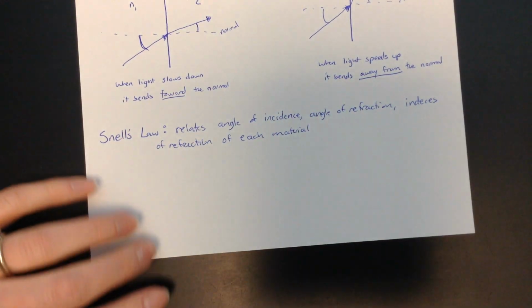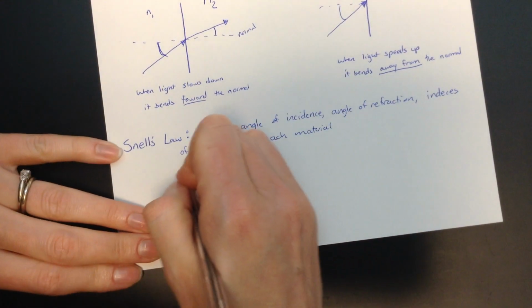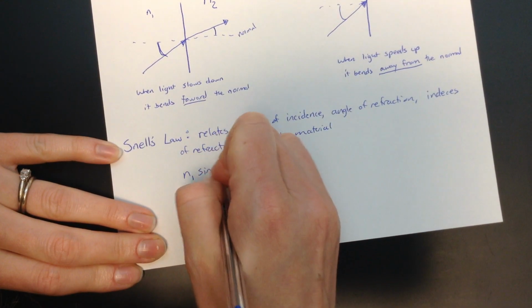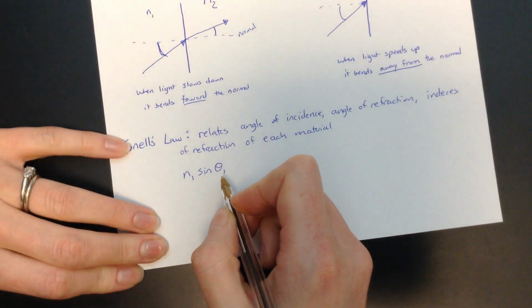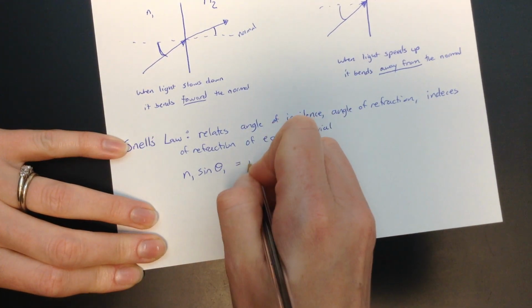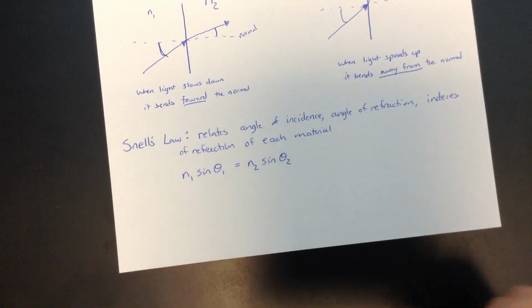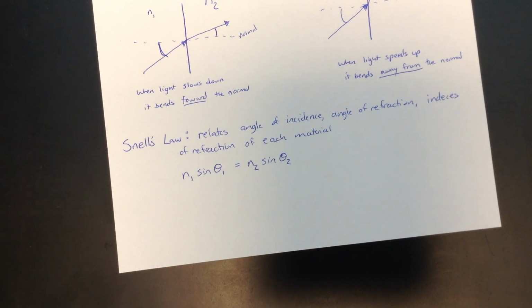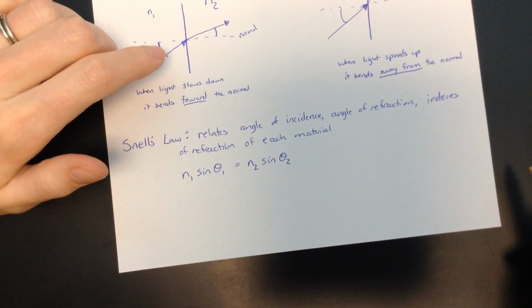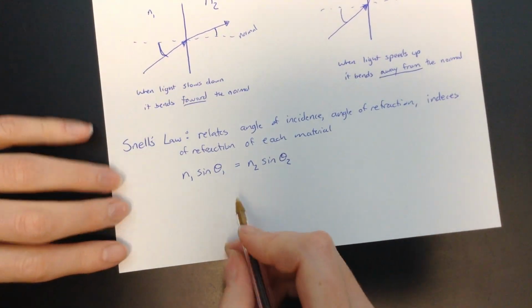Okay, so Snell's law looks like this. It says that n1 sine theta 1, remember theta is the symbol we use for the angle, is equal to n2 sine theta 2. The reason I'm using 1s and 2s here is because it's a little easier to keep it straight. So we're not thinking about reflection here. It's just a tad bit easier.